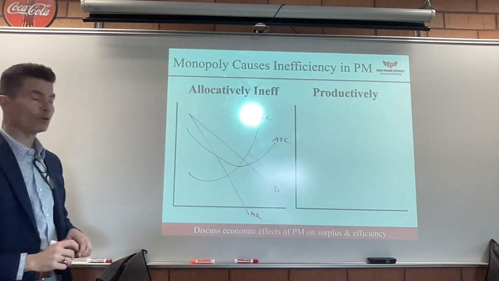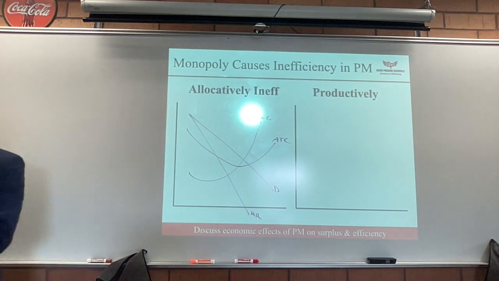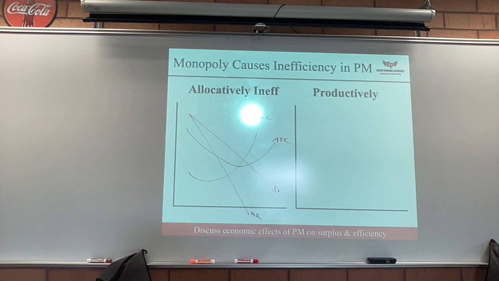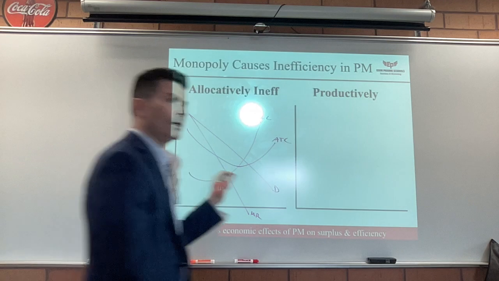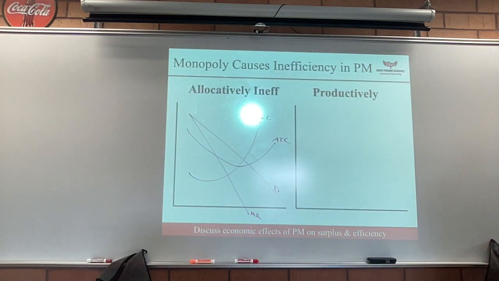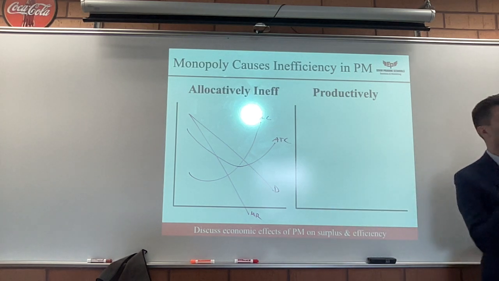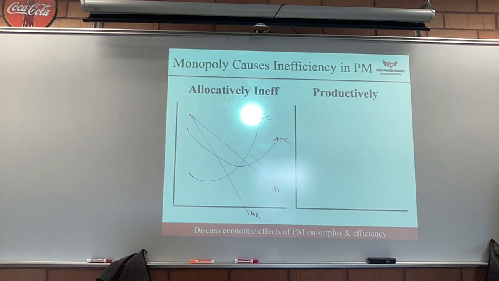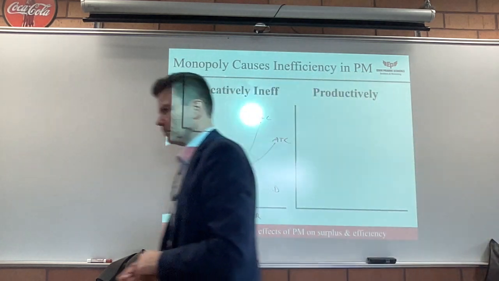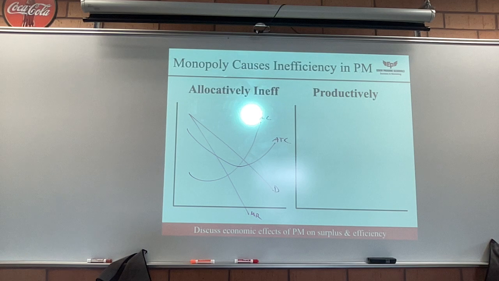So hopefully this graph will look familiar to you. Add the P, add the Q. Identify where the allocative efficient quantity is. Okay, identify where the allocative efficient quantity is. Just going to give you a moment.